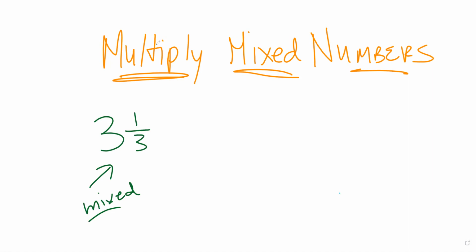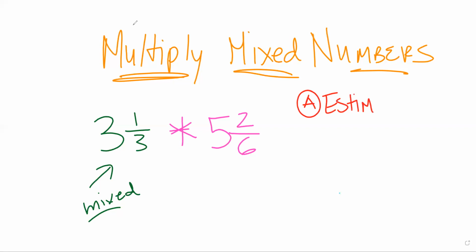So what happens when we have to take something like 3 1/3 and multiply it by 5 2/6? What is the work that we do? And of course, as always, we're going to have some steps that help us do that. We're going to start off today thinking about what we talked about yesterday, and we're going to start with estimation. So we want to estimate to make sure we have a good idea of what we're doing, right?